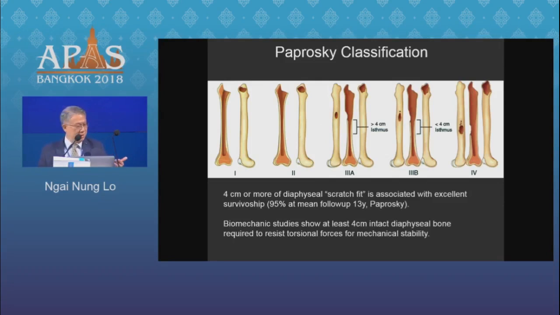So we had the good fortune of having Paprosky run a course with us 2 years back, and we asked him, why 4 centimeters? It was from his studies using the monoblock full coat scratch fit solution type implants then, and he said that from his studies he found that if he had at least 4 centimeters of implant isthmus intact, he had very good initial stability, scratch fit, with excellent long-term survivorship. And there are also biomechanics studies to show that if you have at least 4 centimeters of intact diaphyseal bone, you can resist the torsional forces for mechanical stability using these scratch fit monoblock implants.